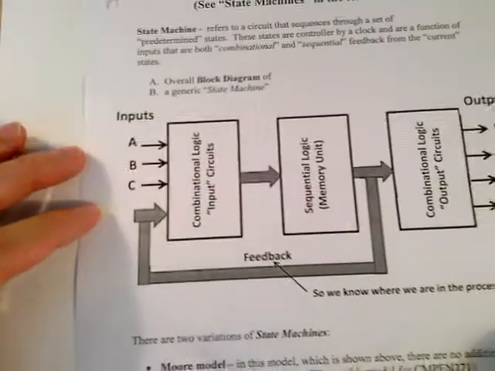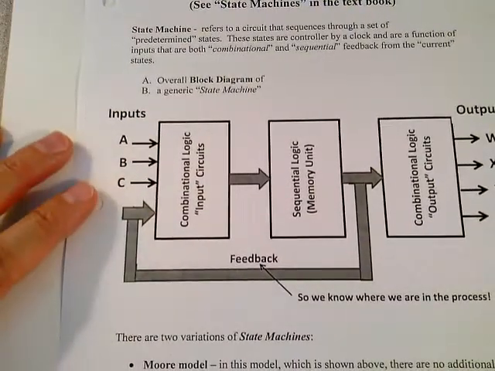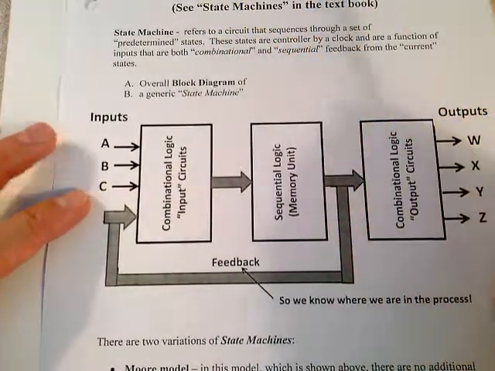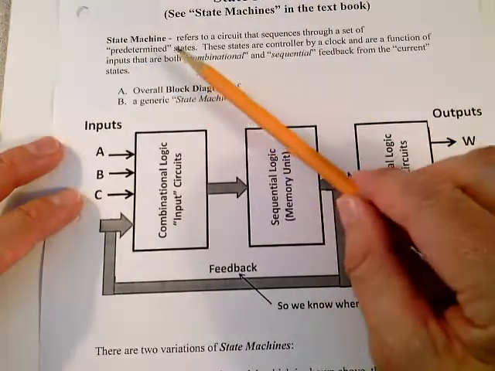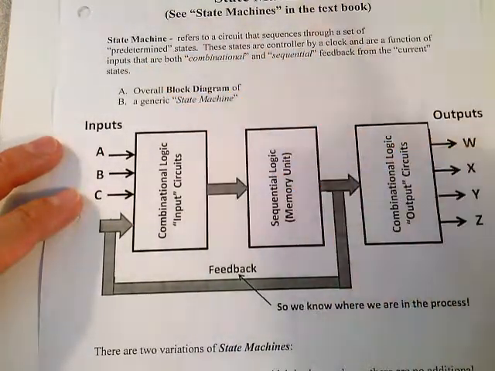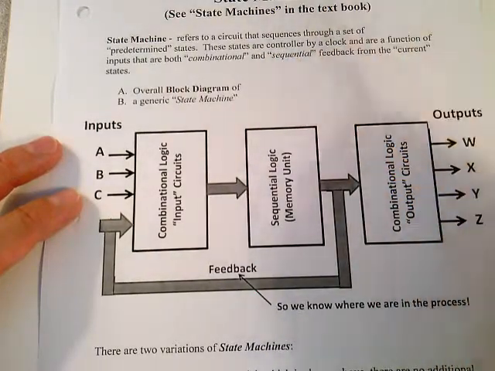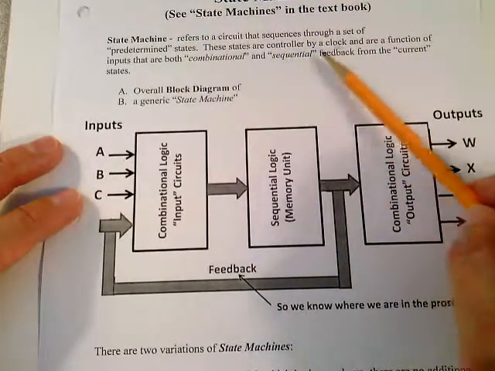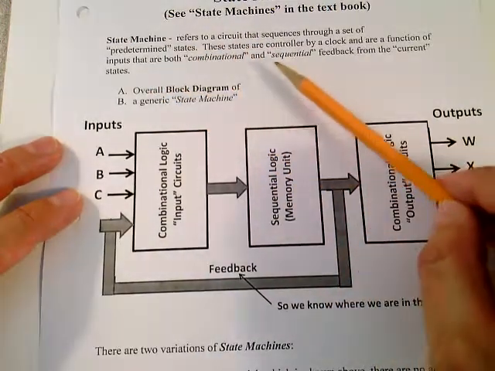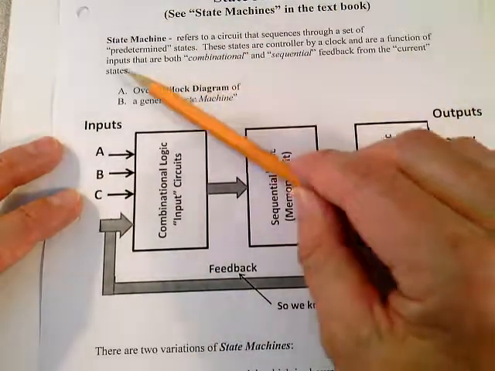And then finally, on page 218, we're going to talk about sequential logic applications using state machines. Page 218, very important page. You can look in your book and read a little bit about state machines, but state machines refer to a circuit that sequences through a set of predetermined states. These states are controlled by a clock and are a function of inputs that are both combinational and sequential feedback from the current state.